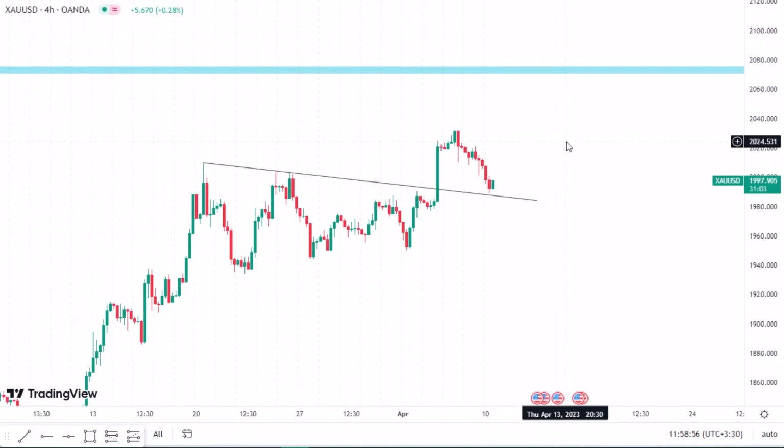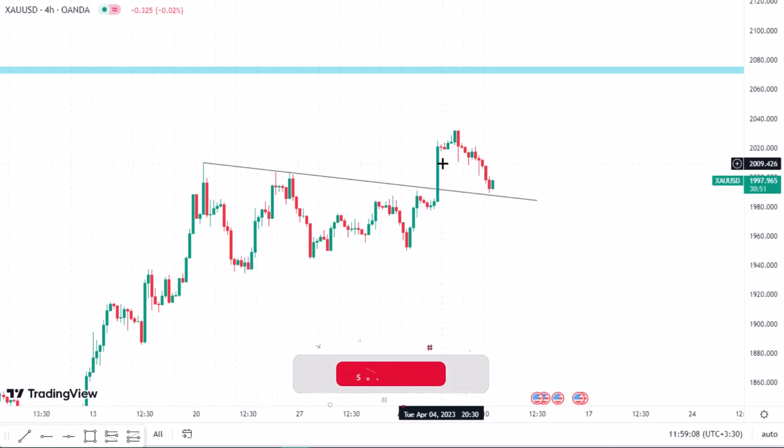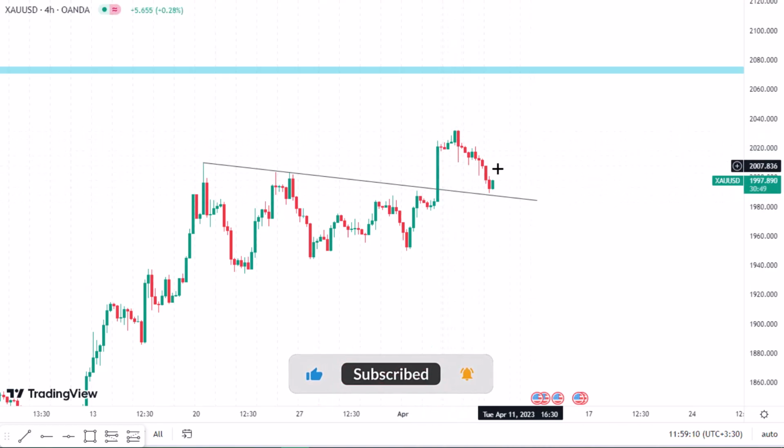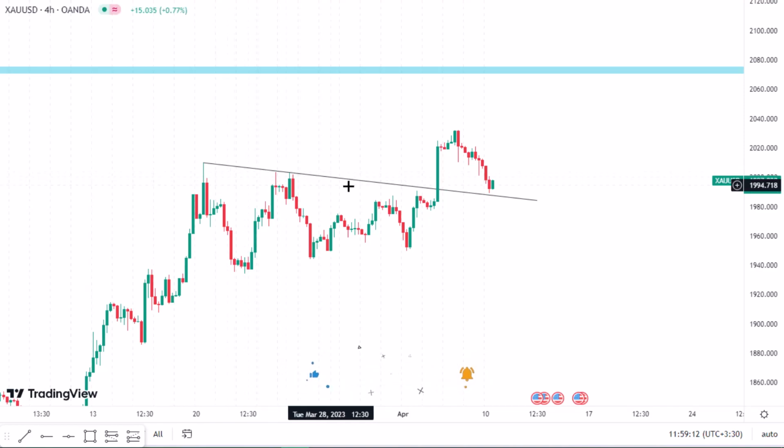Hey traders, welcome back. Here we are on the gold chart, 4-hour time frame, and the thing you should know is that we have this trend line broken to the upside with this candle, and right now it is making a pullback to that level, okay, and we might start going up from here.